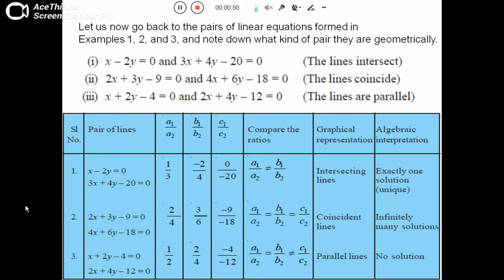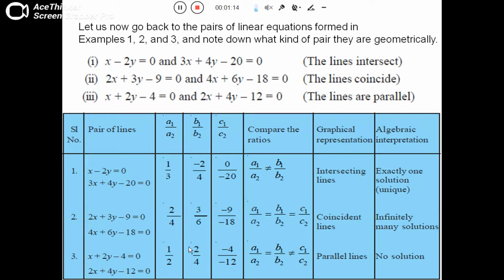Now let us move on to example number 3. In this, the lines were x plus 2y minus 4 equals 0, and second, 2x plus 4y minus 12 equals 0. Let us find the value of a1 upon a2, which is 1 upon 2. b1 upon b2 is 2 upon 4 and c1 upon c2 is minus 4 upon minus 12.